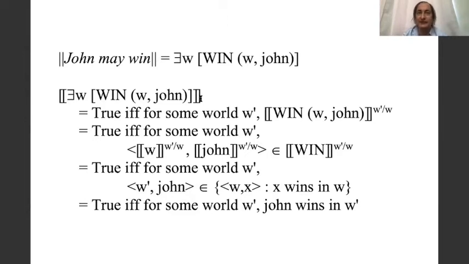There, we were quantifying over individuals. We had things like there is an X, such that student(X) and win(X) or something, right? Now we have a world W instead of an individual X, but the process of giving an interpretation is exactly the same. It's going to be true if and only if for some world W prime, the nuclear scope, win(John, W), is true with respect to the instructions to assign to W the interpretation W prime.